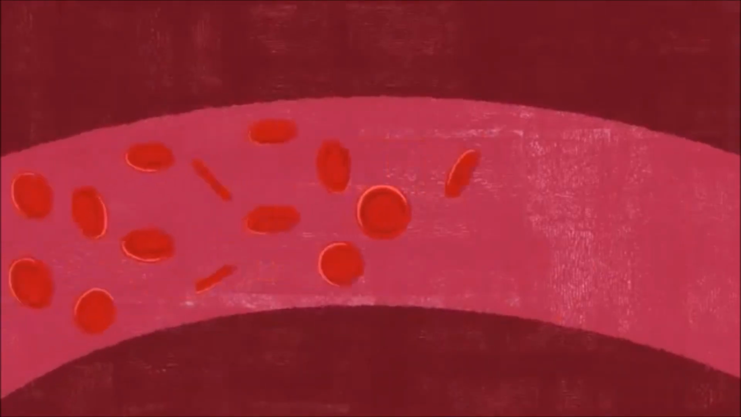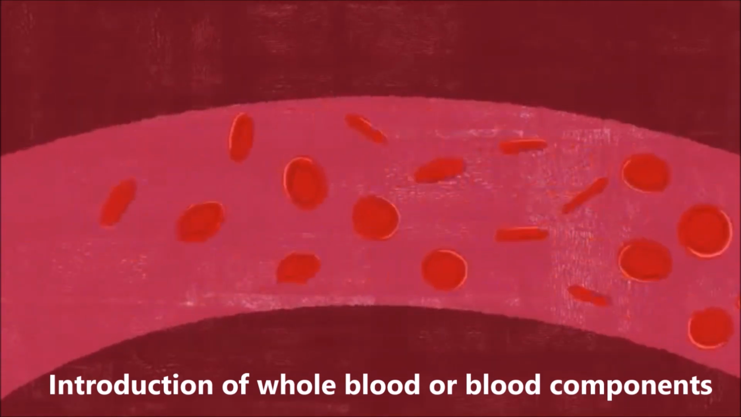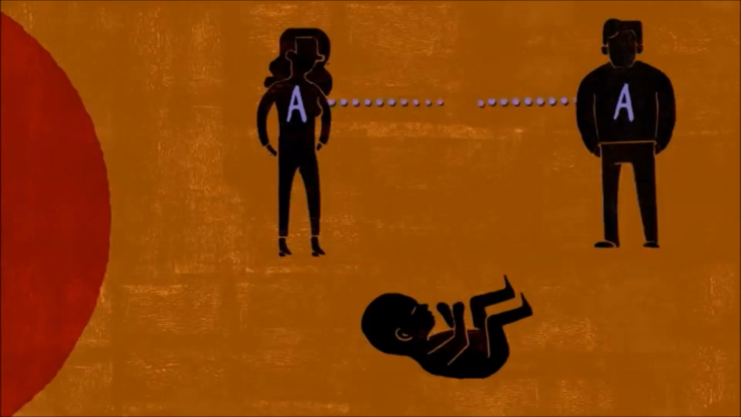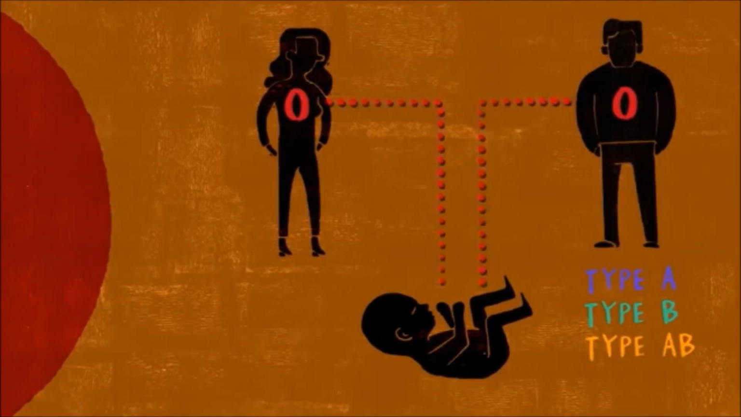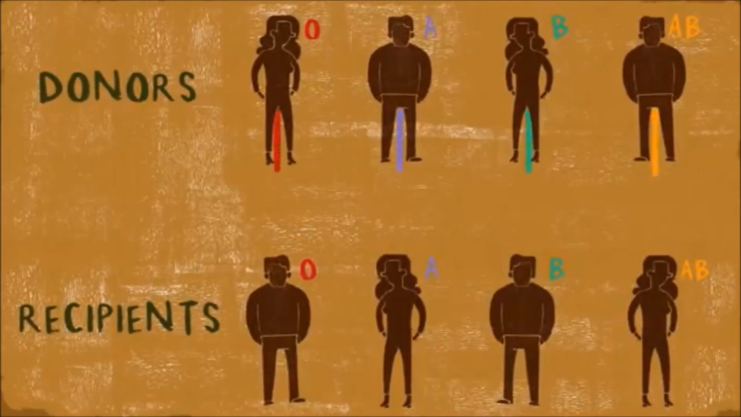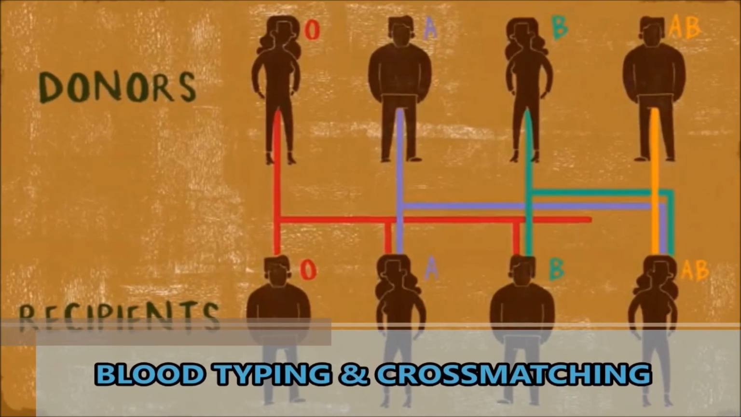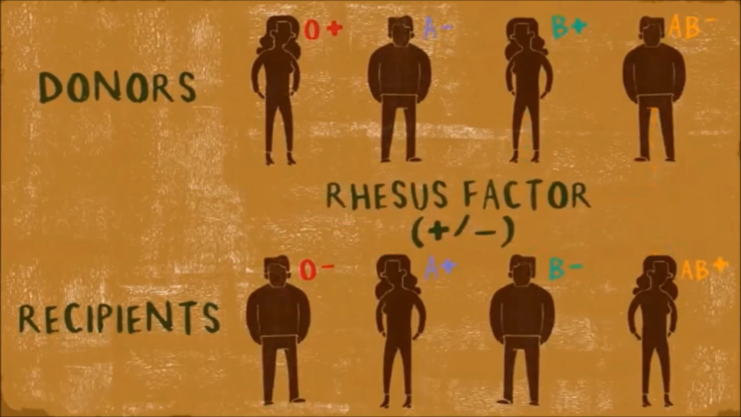Blood transfusion is the introduction of whole blood or blood components into the venous circulation. Human blood is commonly classified into four main groups: A, B, AB, and O. To avoid transfusing incompatible red blood cells, both blood donor and recipient are typed and their blood cross-matched.